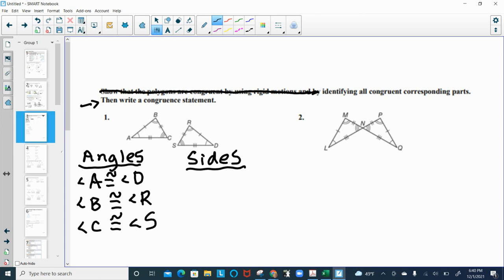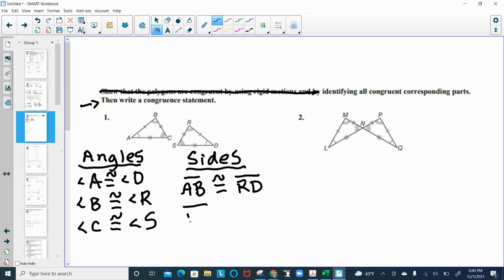Now to write out the sides, we have to look at the tick marks. So I'm going to start with the 1 tick mark. That would be side AB or BA, and side RD or DR. And you can say those however you want. You can flip the letters, but you do have to have 2 letters, and you do have to have the segment symbol on top.